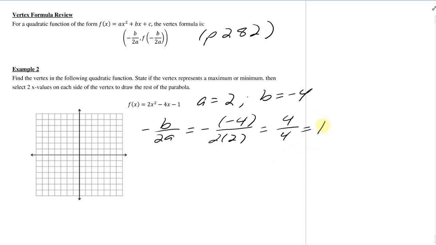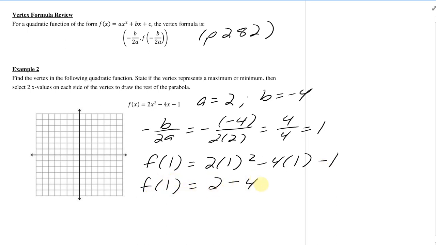And then you plug this back into the function. So I need to plug this 1 in now. I'm going to plug in f of 1, and this becomes 2 times 1 squared minus 4 times 1 minus 1. Now I just work this out. This is going to be 2 minus 4 minus 1. This is really 2 minus 5, so this equals -3. That means my vertex, I have to use the 2 points. Here was the x point, and now here's the y point. So my vertex is (1, -3).